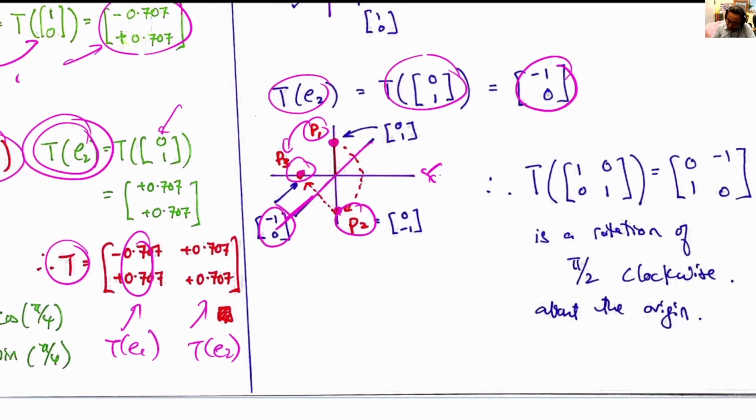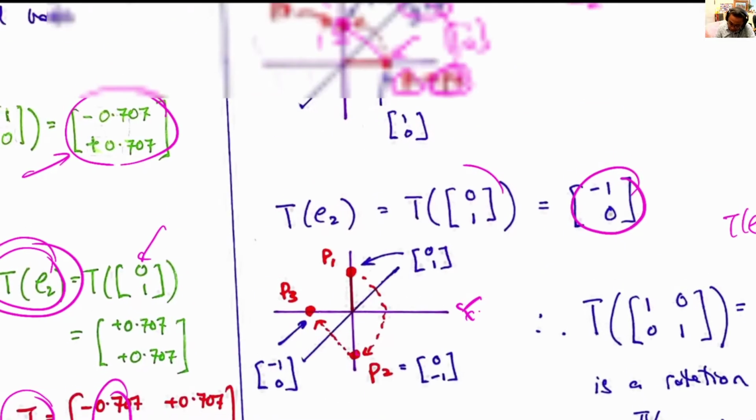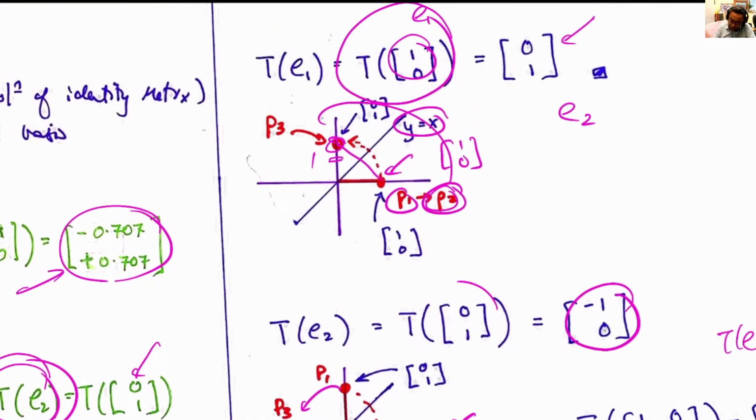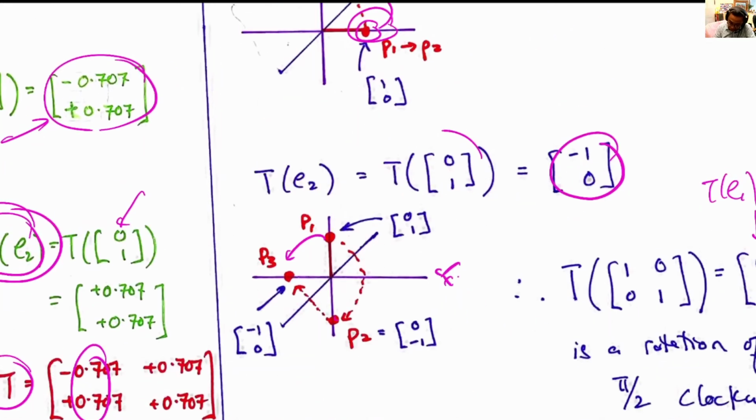So we have T of E1, we have T of E2, and you can see that actually, if you look at it very carefully, you can think of it as a rotation in the anti-clockwise direction by 90 degrees, both for E1 as well as E2 here. Right, that's it. Thank you.